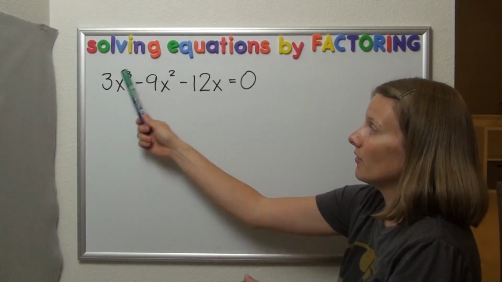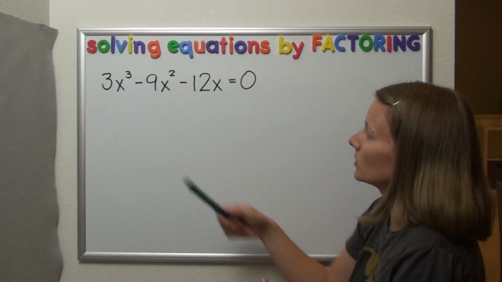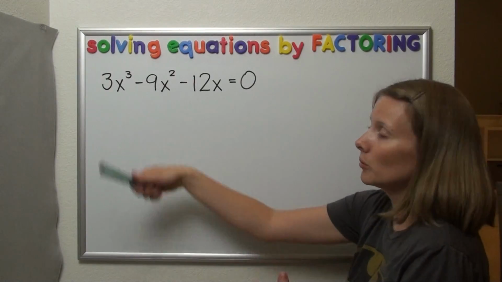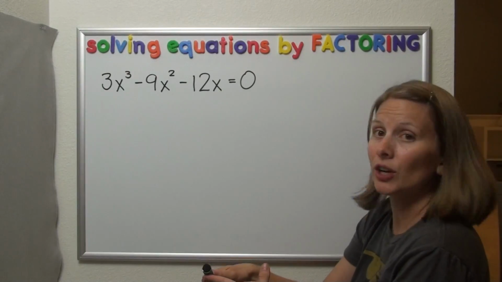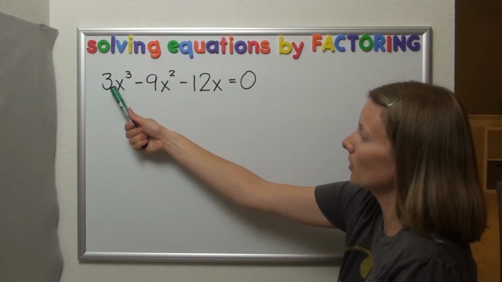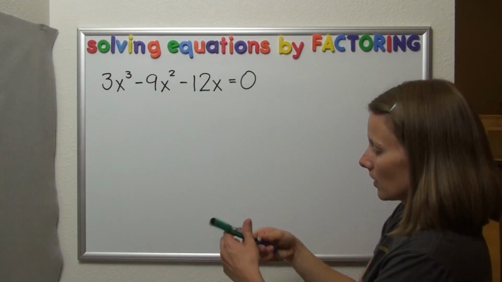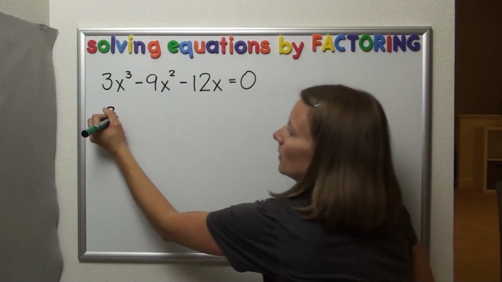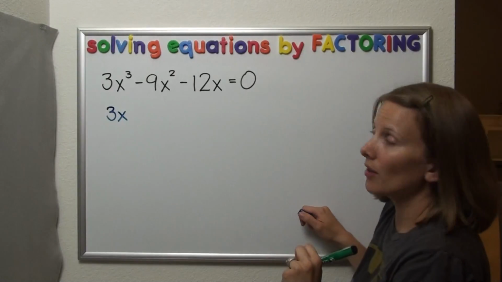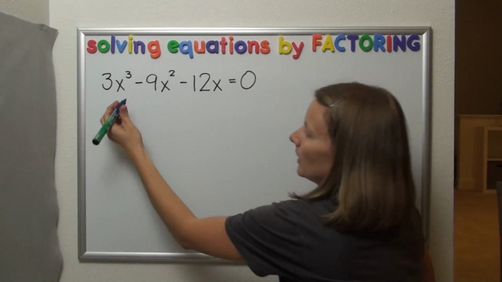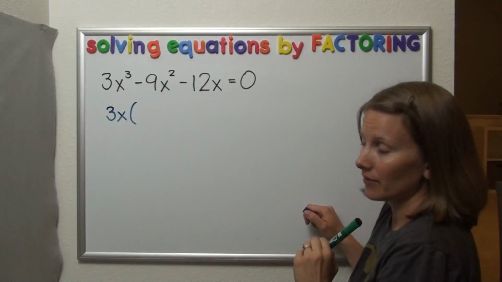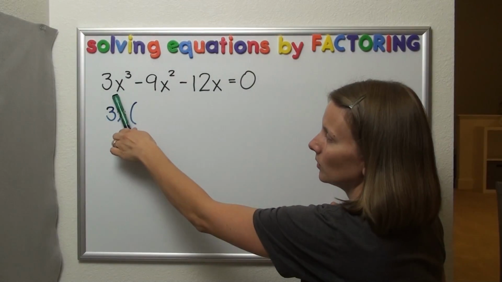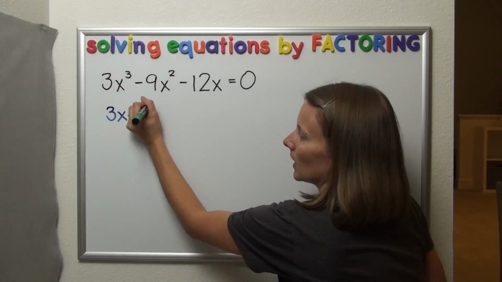Second step, we want to factor everything on that non-zero side. So for factoring, we look for descending order, which we've got. We look for a GCF next, and it looks like 3 is the number that goes into all 3 of these terms. We also have an x in all of these terms, so we're going to factor out a 3x. And in parentheses, we'll write what's left. So 3x times what is 3x cubed? That should be x squared.